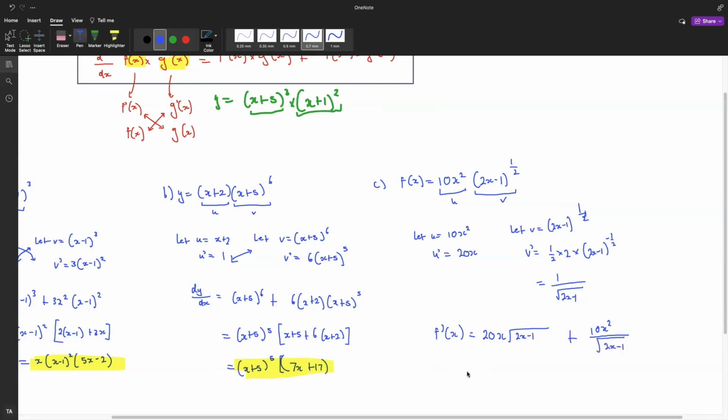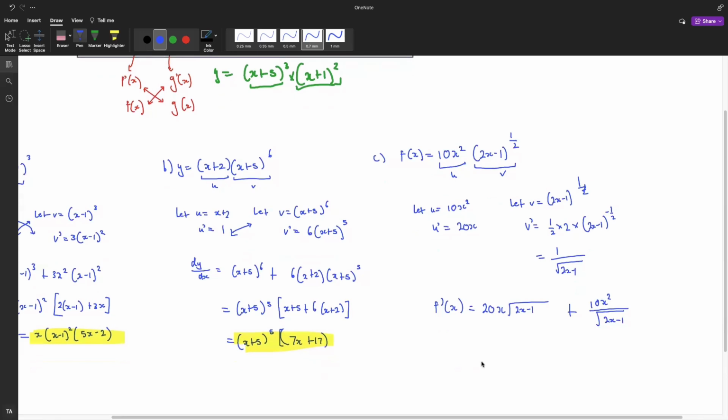If anything, you can maybe take out 10x as a common factor. So then we're left with 2 square root 2x minus 1 plus x, over 2x minus 1. And there's your derivative for this final equation.